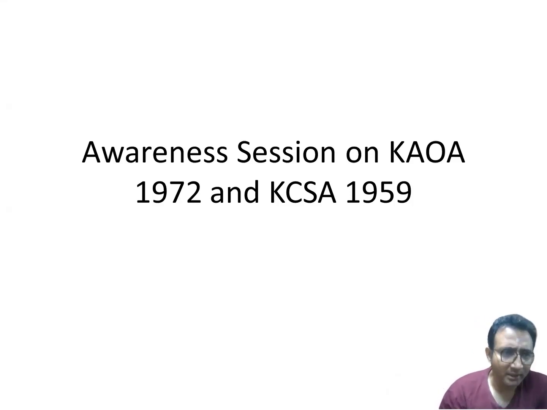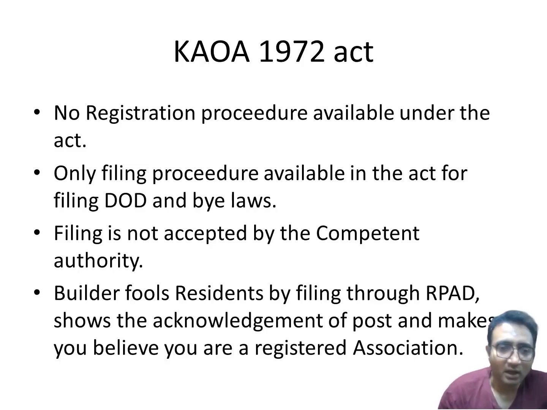So initially we'll have to look into the history of when this practice of forming associations under 1972 started. We may trace it back 10 years. There was no procedure defined as such for registration under the Act per se. In one of the sections in the 1972 Act, it says that the deed of declaration and bylaws should be filed before the competent authority. In this Act, there was no registration procedure mentioned. The only procedure available to be recognized as an association was a filing procedure, which says that the deed of declaration and bylaws should be filed before the competent authority.